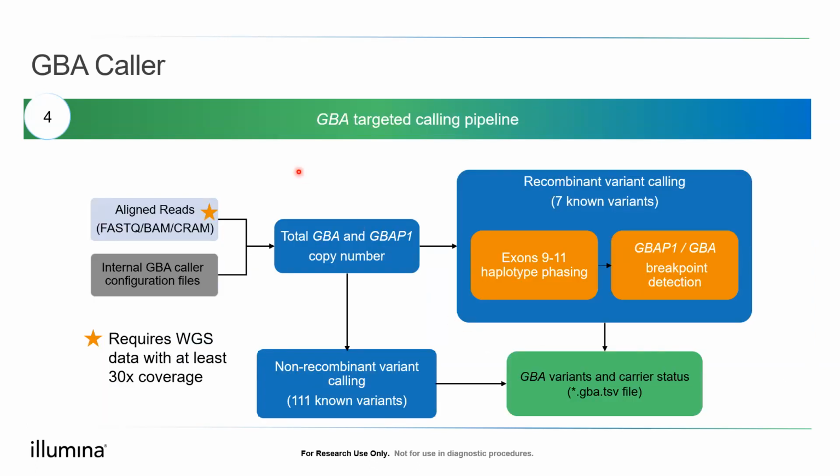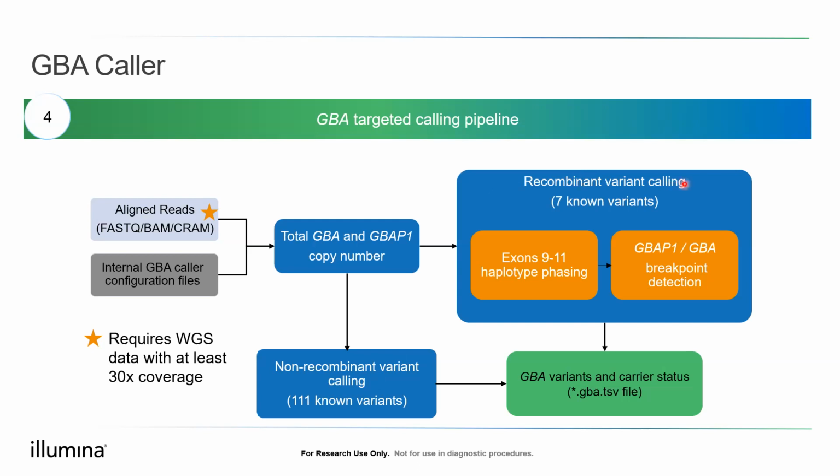The way it works is, again, very simple. And from a user point of view, some of this analysis is transparent because all you have to do is set the command line option to turn it on. But it starts with aligned reads, FASTQ, BAM, CRAM. And then we have internal configuration files specifically for the caller that address the GBA and the GBAP1 gene, over which we can compute the copy number. And using that, we can find the non-recombinant variant calls.